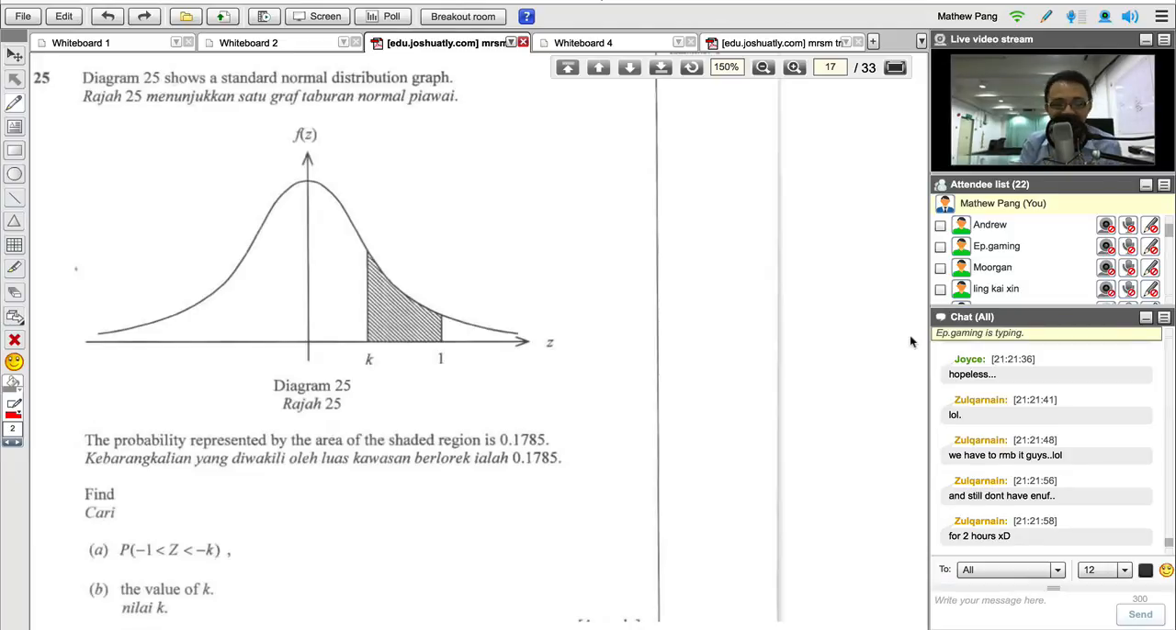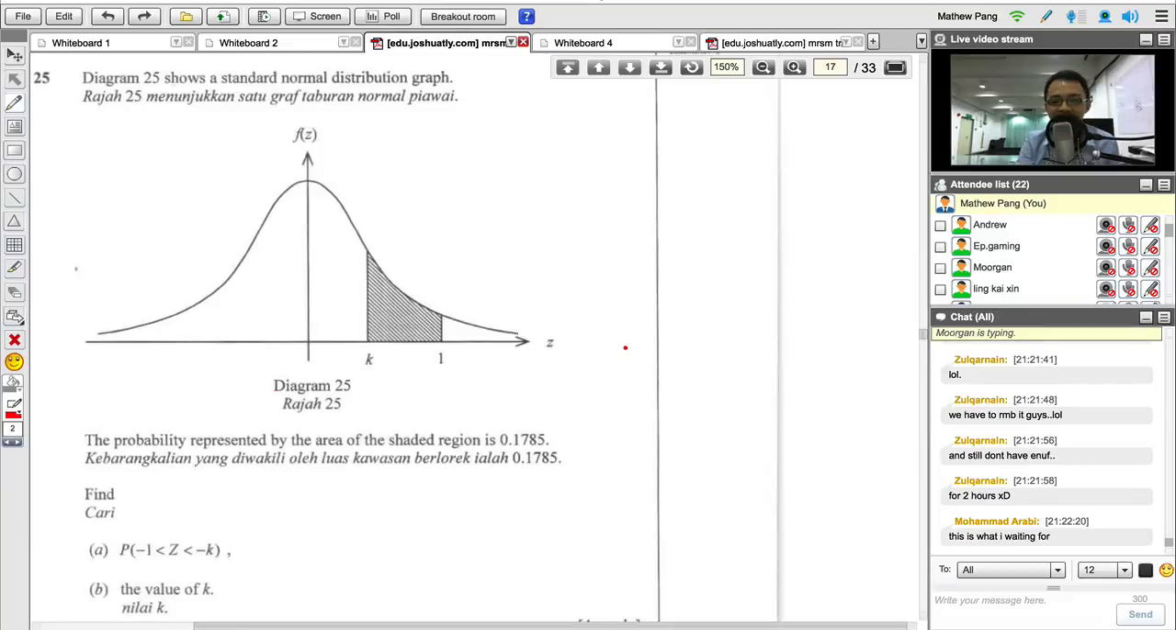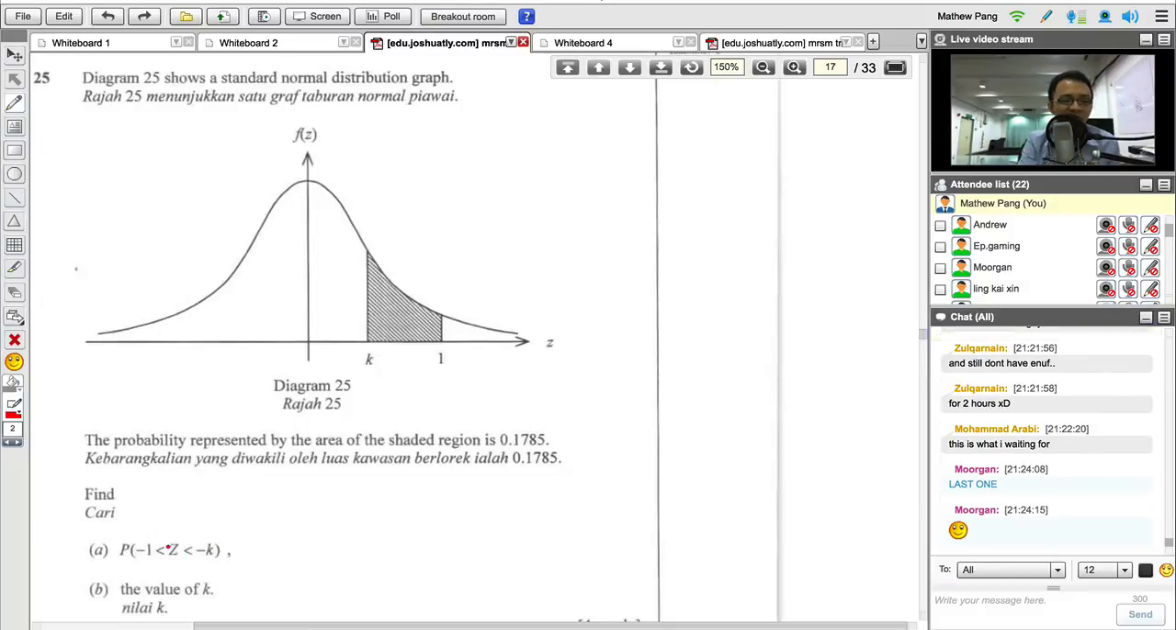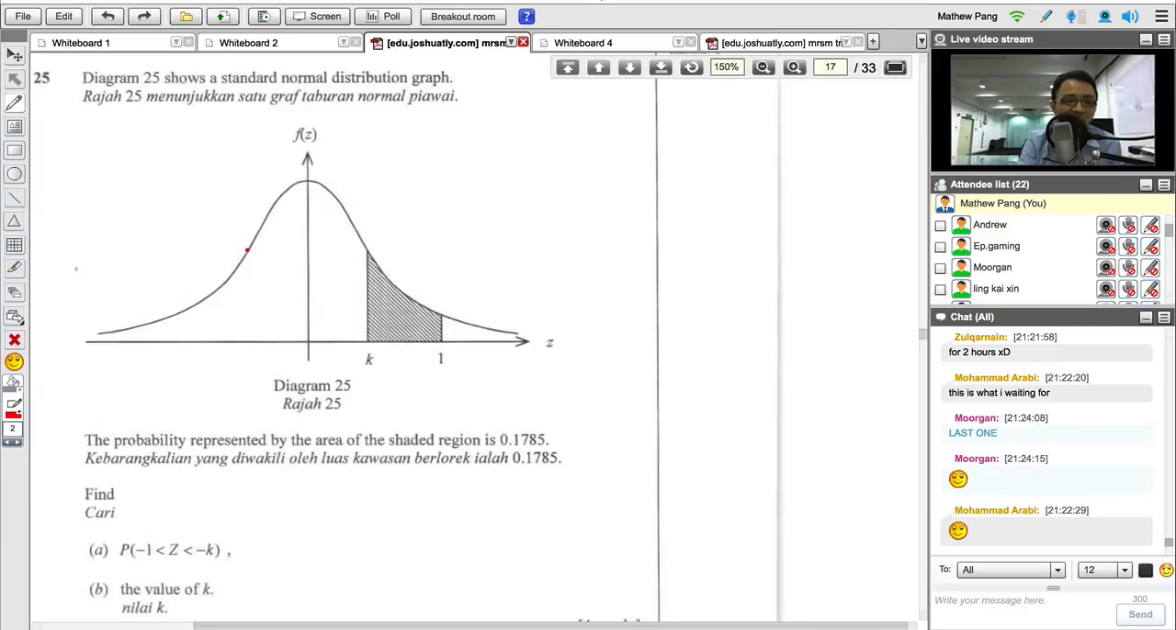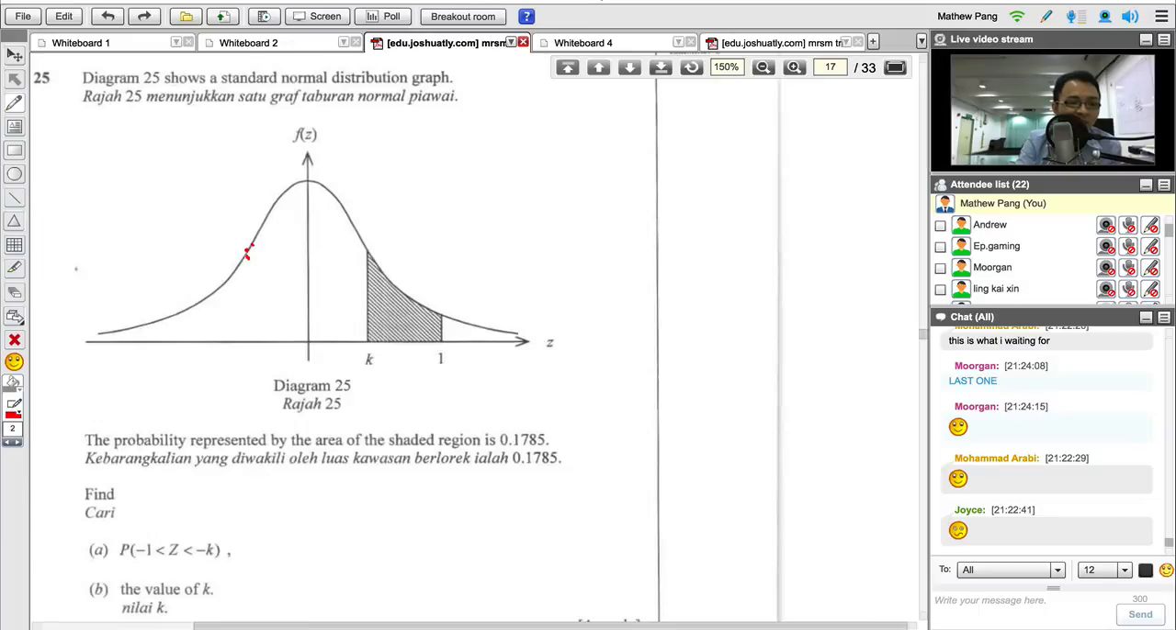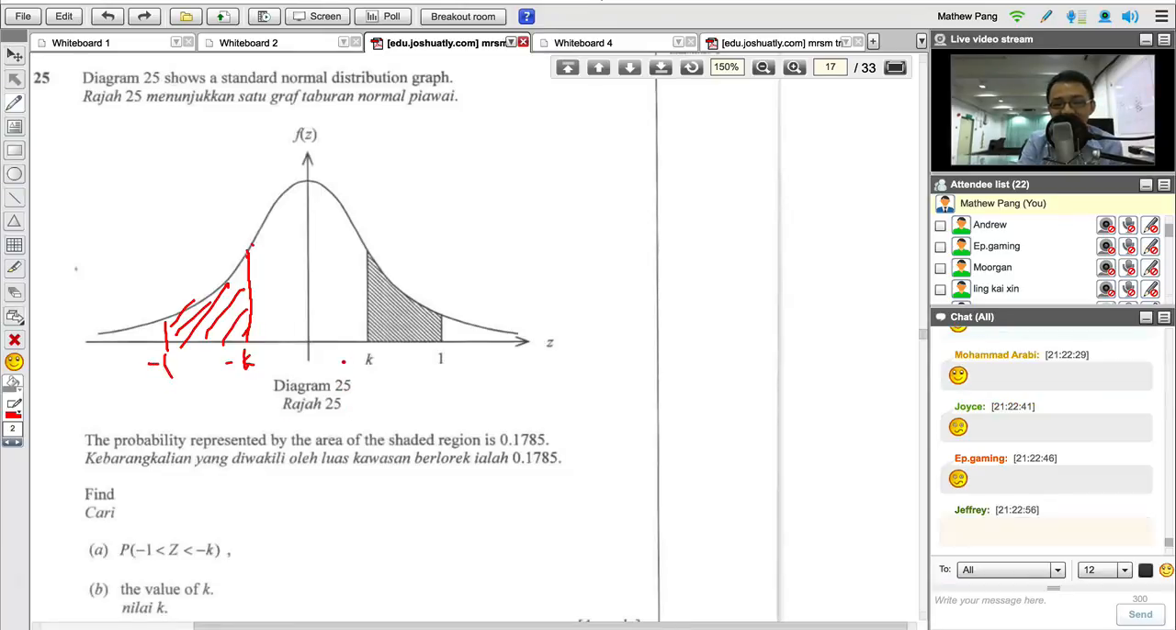So the first one asks you to find the probability for -1 and -k. This one actually is a bonus mark if you understand. So I'm going to draw it, just imagine they are similar. This one will be -k and this one will be -1. Because they are symmetric, they have the same probability. So this one is 0.1785, and this one will be 0.1785 also. So the first one is just a 1 mark question, 0.1785, because there is no working for the first one.